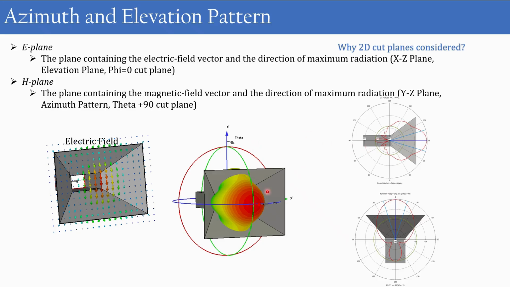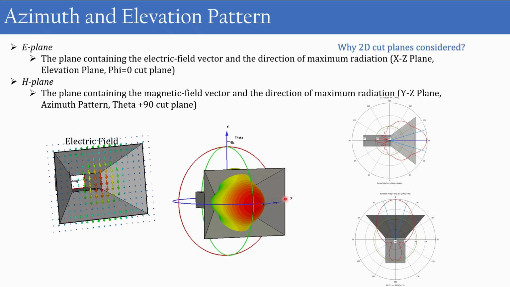So I can cut phi equal to 0, and I'll be getting the vertical pattern or the elevation pattern. So here you can see how my elevation pattern will be looking. And if I cut at theta equal to 90°, I'll be getting the horizontal pattern. That is how we are defining the azimuth and elevation pattern, and we will usually be measuring only these types of cuts, phi equal to 0 or theta equal to 90° cut plane.